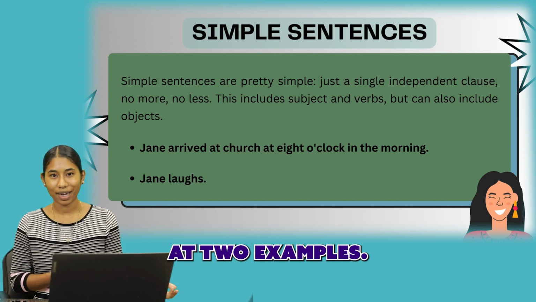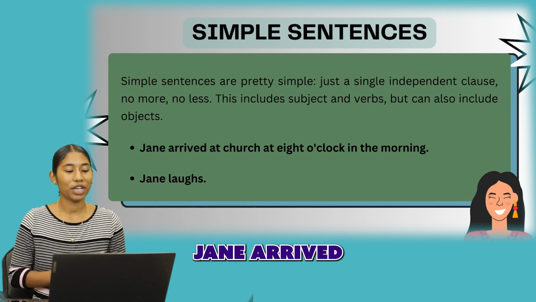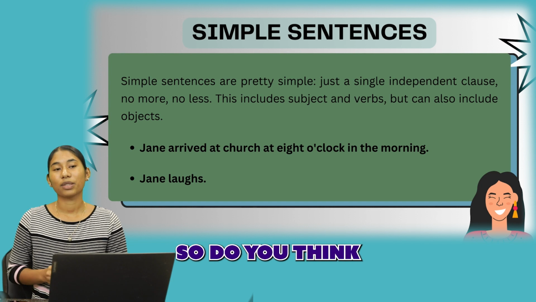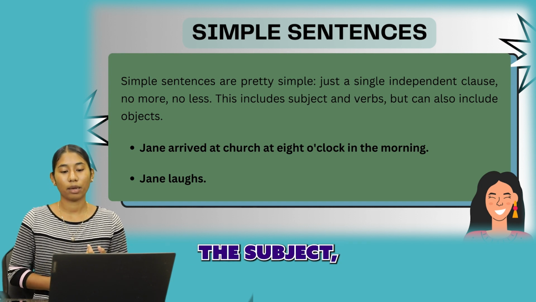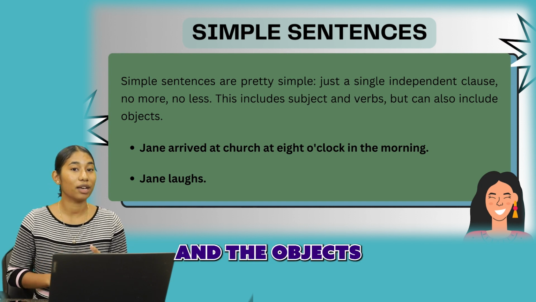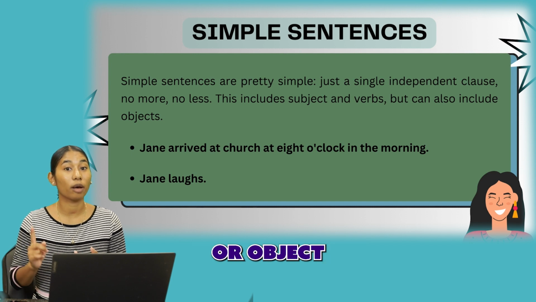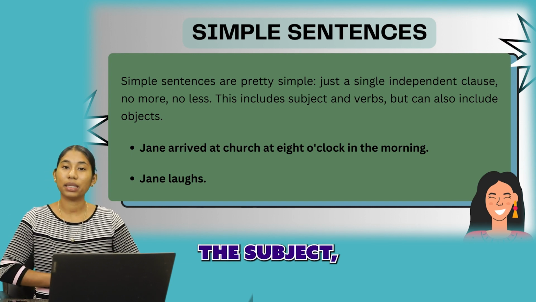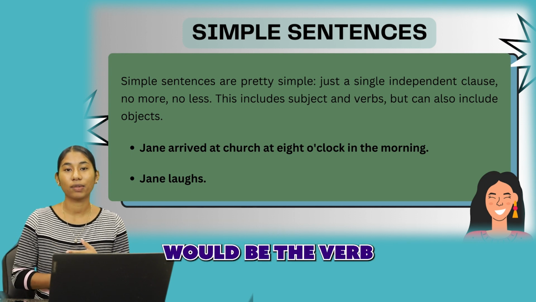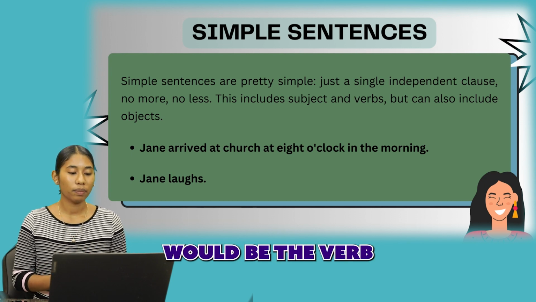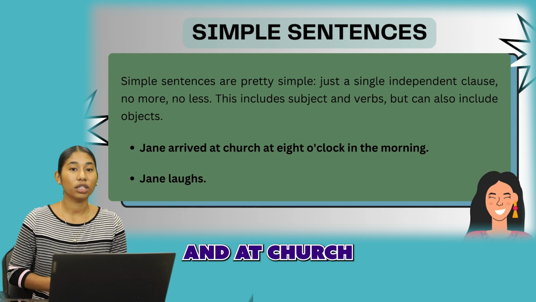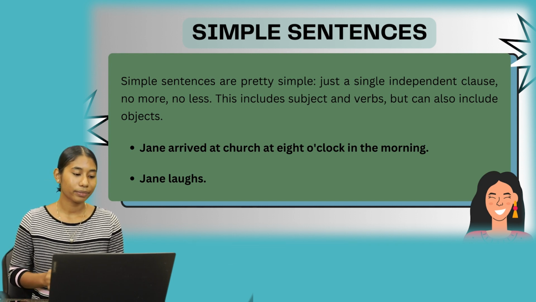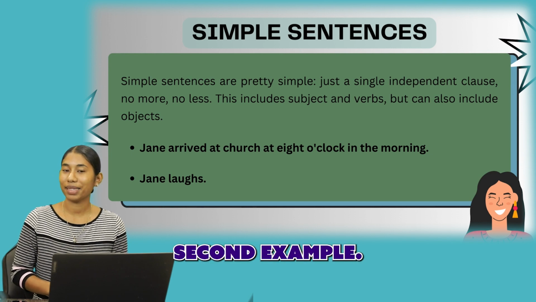So let's look at 2 examples. Jane arrived at church at 8 o'clock in the morning. Do you think you can identify the subject, the verb, and the object in this sentence, or objects in this sentence? Jane would be the subject, of course. Arrived would be the verb, and at church would be the object. Yeah?